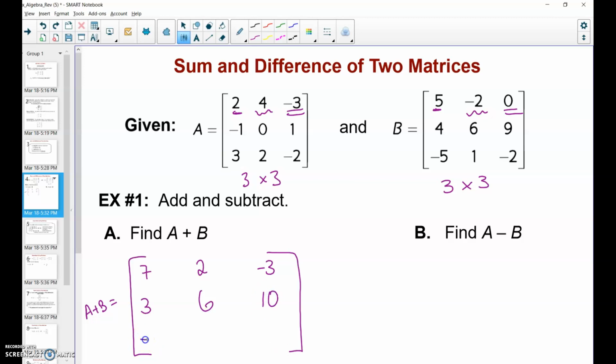3 and negative 5 is negative 2. 2 and 1 is 3. Negative 2 and negative 2 is a negative 4. Okay, so that should have been pretty easy for you guys to solve.